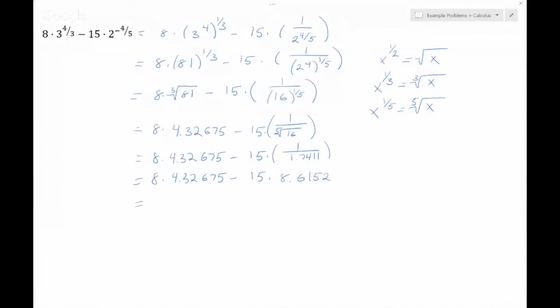But you end up getting, for the first part of the expression, 34.56, rounding your 0.32675 to just 0.32.